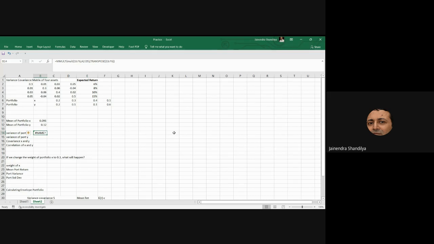The reason we do this is we want to get one variance for this portfolio. Initially we have a 1x4 matrix, and then we multiply it by a 4x4, and then we multiply it by a 4x1, and finally we get a 1x1 value. So let me stop sharing this and show you something.